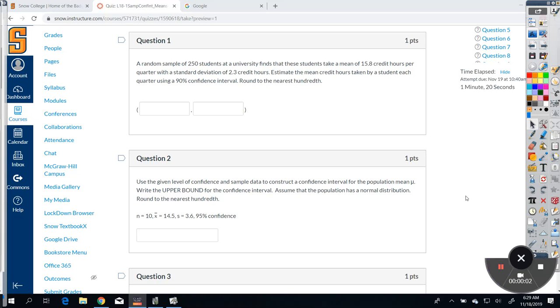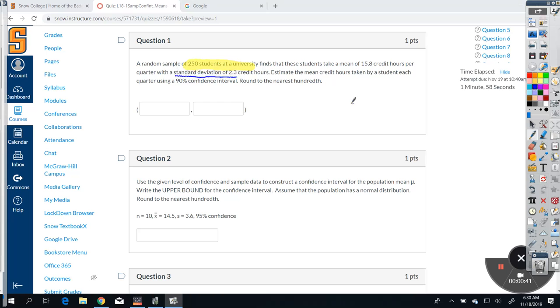Okay, so if I look at this first problem, there's something I need to clarify. As I started to do some of these problems, I got thinking about what I had said and I needed to clarify it. So realize this problem, like the first one, it's a random sample of 250 students at a university. Okay, so that 250 students, that's a sample of all the students at that university. So when we talk about this standard deviation, realize that this standard deviation is not of our whole population.